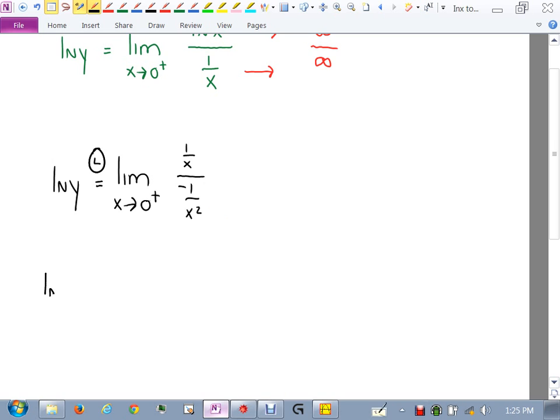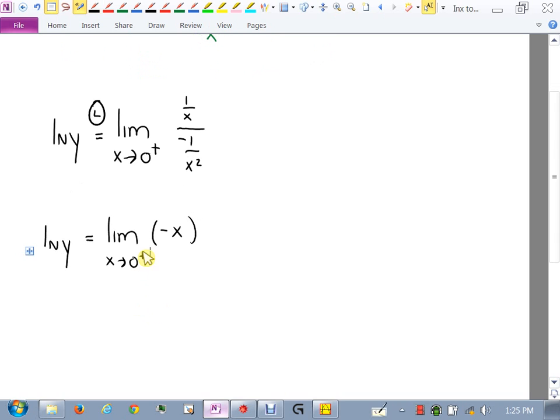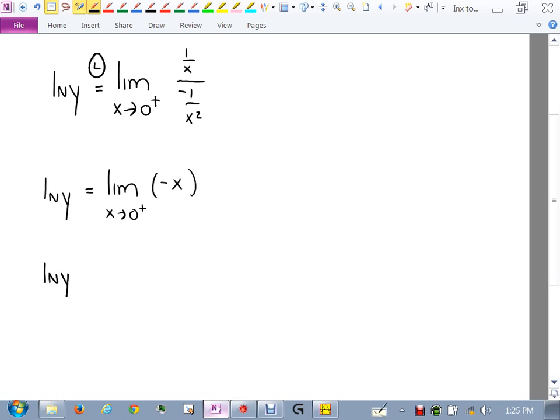So you get natural log y equals the limit as x goes to 0 from the right of negative x. We're almost there. Now go ahead and take your limit. Let x go to 0. And what do you get? 0? On the right side? X is going to 0, right? So that's just negative 0 or just 0. So natural log y equals 0. With me?